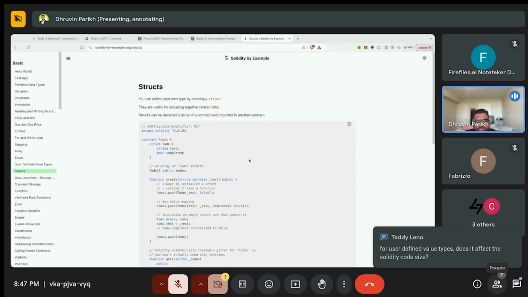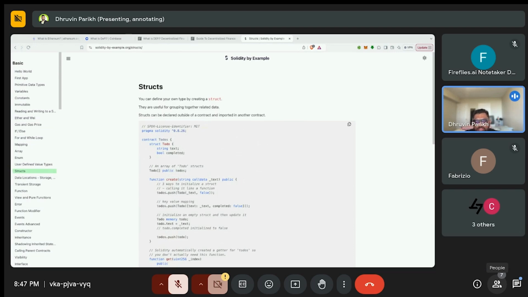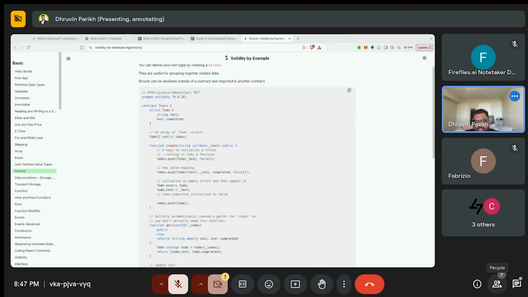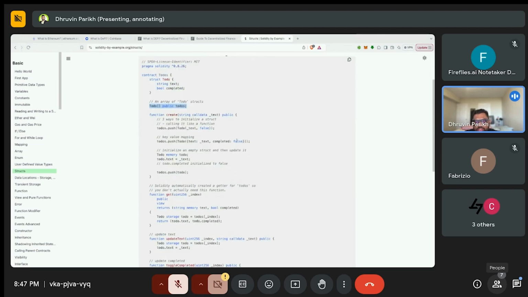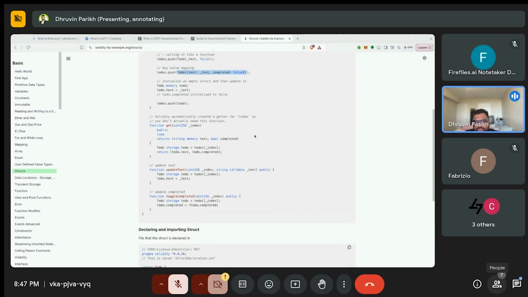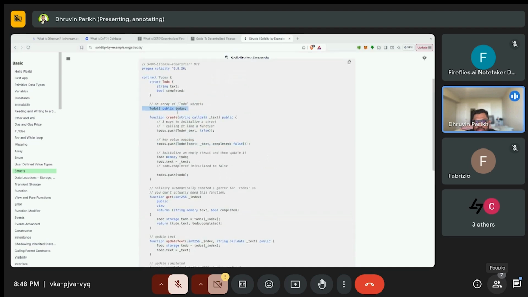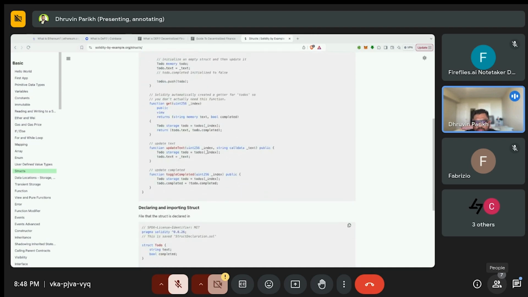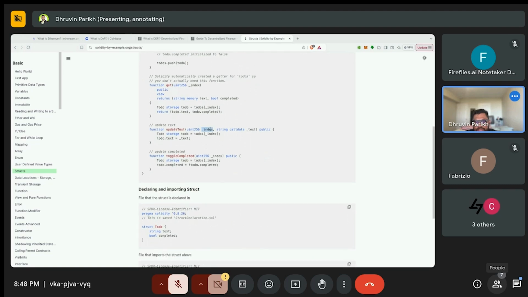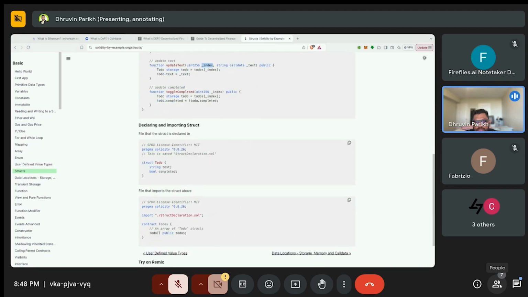Then we have user defined data types, which we call the struct. If you want to declare your own type called Todo, this is how you can do it. You can create an array and keep on pushing values to the struct as well. Based on the index, you will be able to get values from this todos array and update any of the elements given the index, right? A struct can be declared outside of the contract and you can just use it inside the contract.